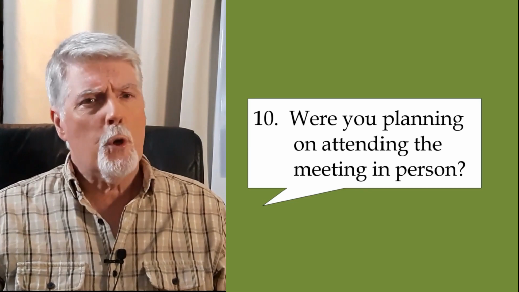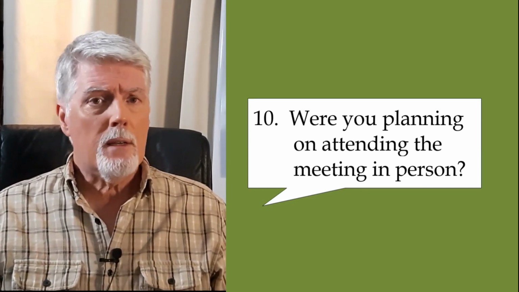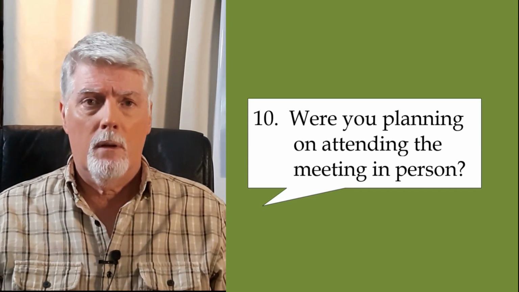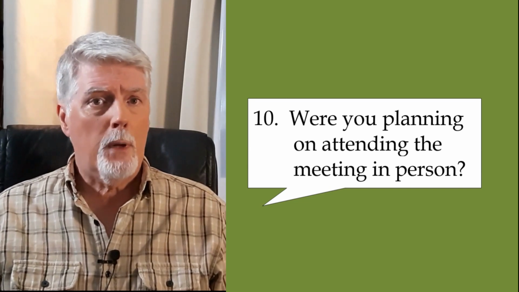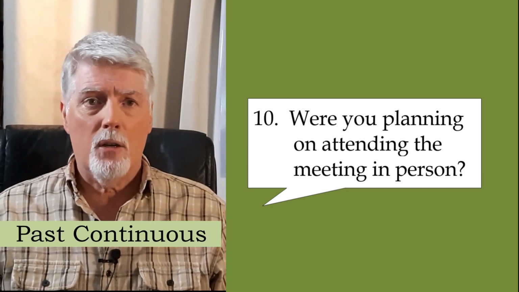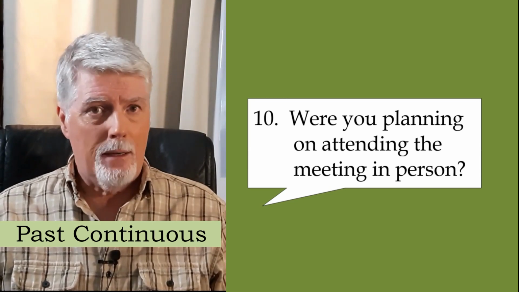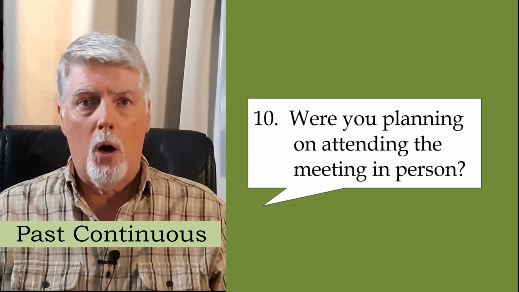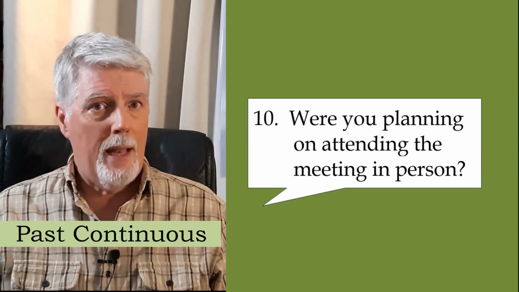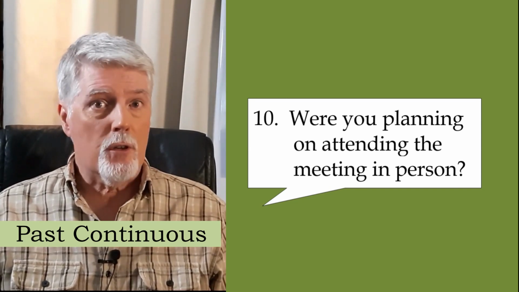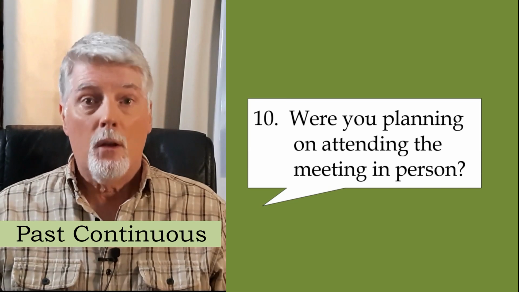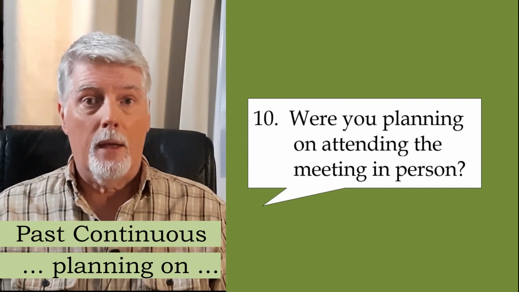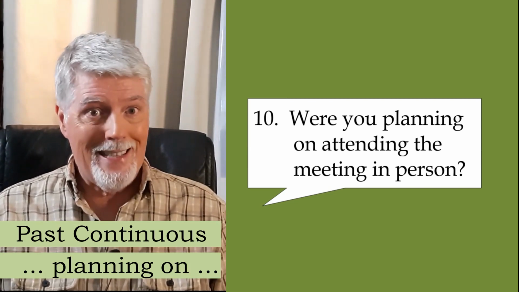Number 10. Were you planning on attending the meeting in person? Repeat. Here we have were you planning, which is the past continuous of the verb to plan. In the present, you would say I am planning, you are planning. The past, I was planning, you were planning. So we have the question, were you planning? Notice also this verb, it's followed by on. You planning on doing something. Were you planning on attending the meeting?